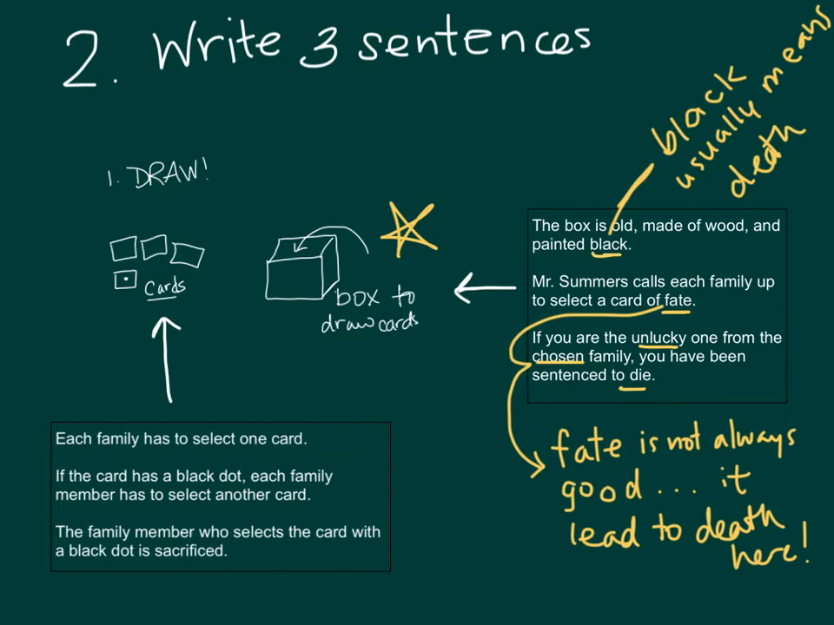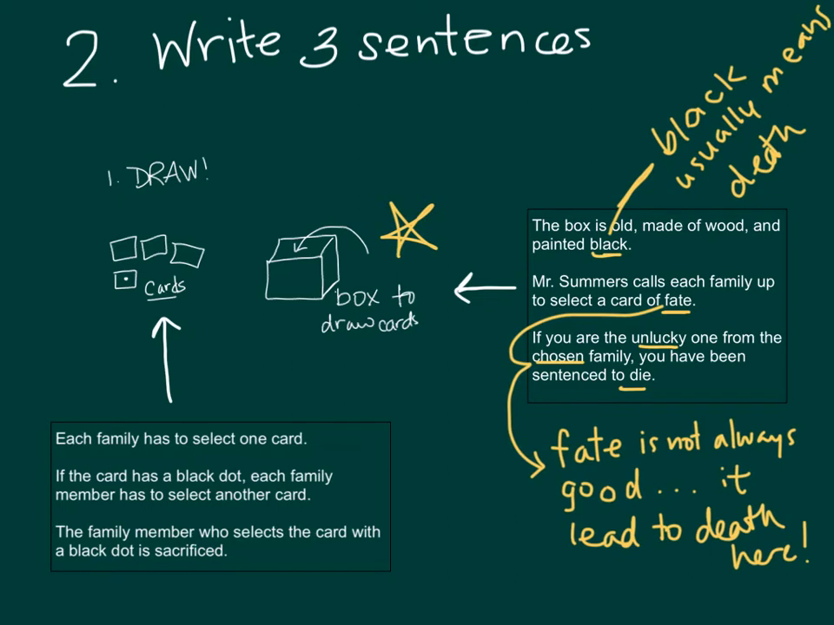If you remember correctly, that was the cards that each villager selected from the box. So I said that each family has to select one of the cards. If their card has a black dot, each family member from that person's family has to select another card. In other words, 1 per family member. The family member who selects the card with a black dot is then, if you remember, sacrificed. Not a very happy ending.